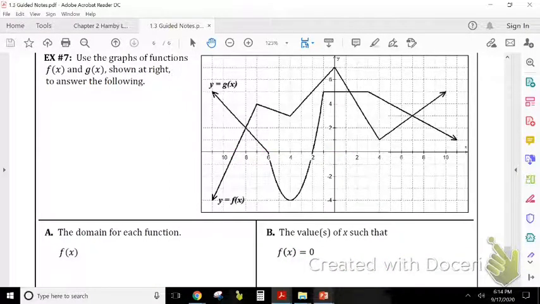All right, so C says to find the values such that f of x is equal to g of x. If they are equal, remember that means they're intersecting. And so we can see right here that it intersects when x is negative 8. Let's see, it intersects here where x is a little bit more than 1, so how about 1.25? And it intersects right there where x is approximately 7.